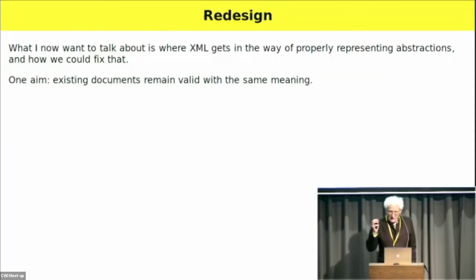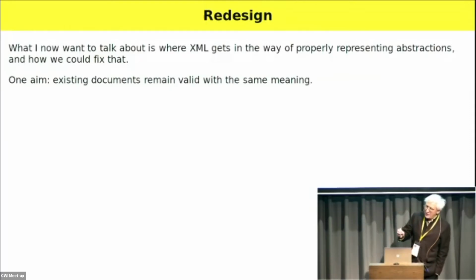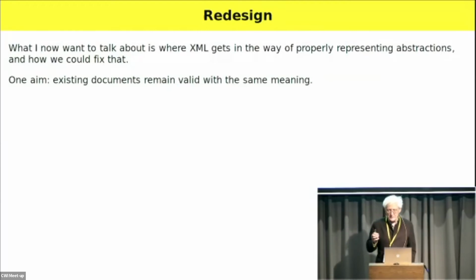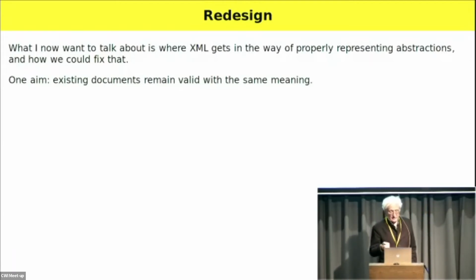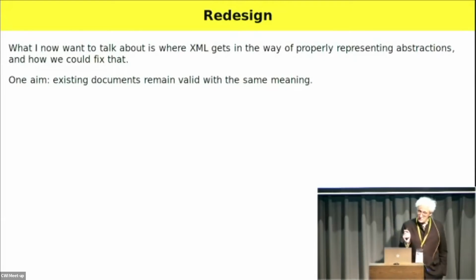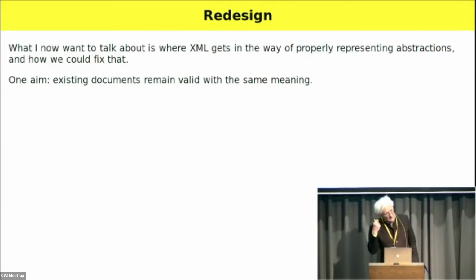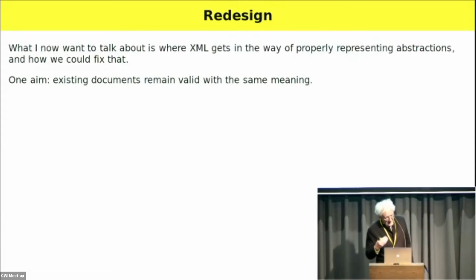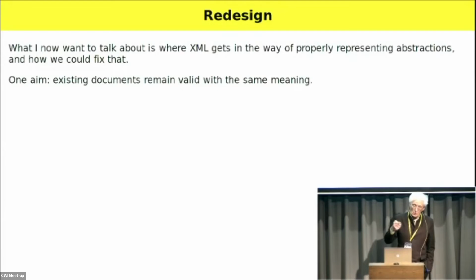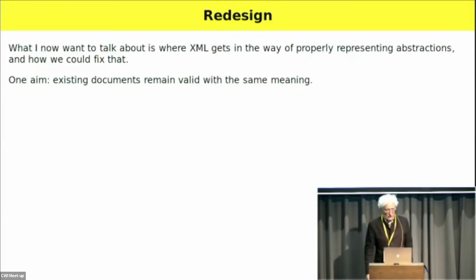Okay, so what I now want to talk about is how XML has got in the way of properly representing abstractions, the places where I've tripped up or had problems with XML because of its design. And I want to talk about how that could possibly be fixed. One of my aims in describing these things is that existing XML documents should remain valid with exactly the same meaning. So I'm looking at a way of redesigning XML so that it can better represent abstractions without changing the past.